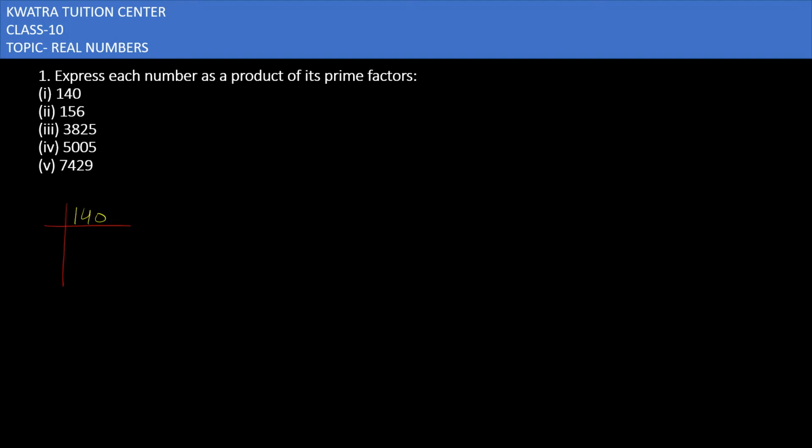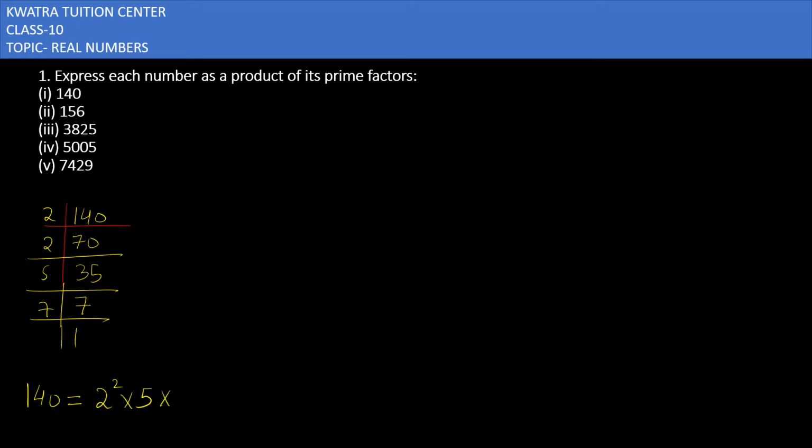So dividing 140 with 2, you will get 70 as the next number. Then you will divide it with 2 again, so it will give you 35. Then 35 you know is divisible with 5, then with 7, and ending with 7 only. So now how can you write 140 as a product of prime factors? It will be 2 square into 5 into 7. That's it. 2 square क्यों लिखा? Because 2 is repeating twice.